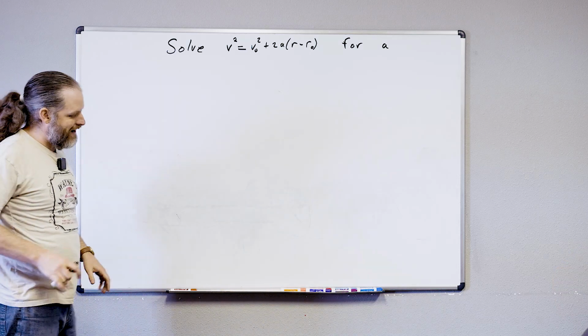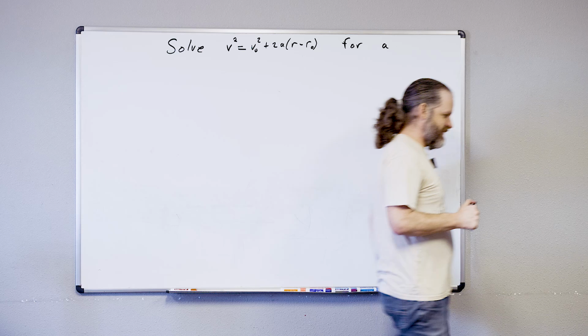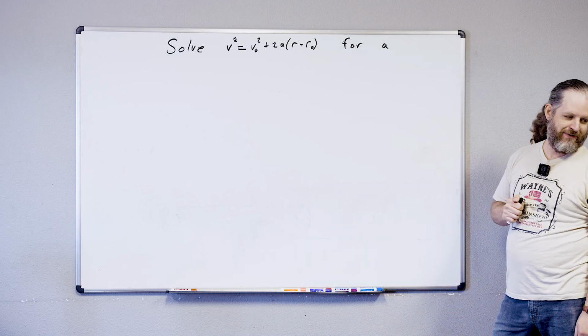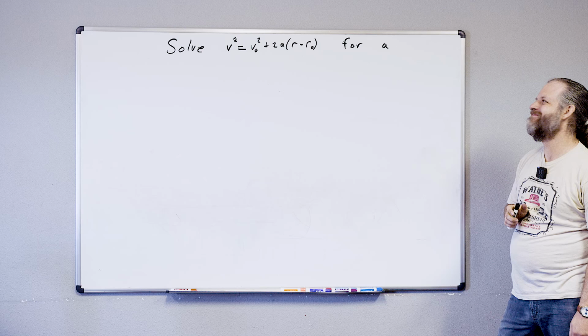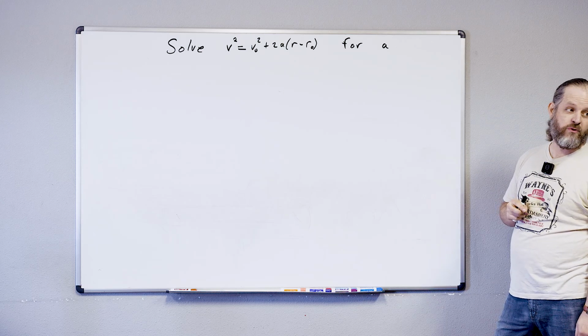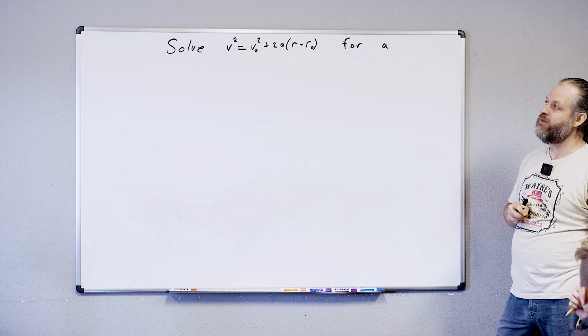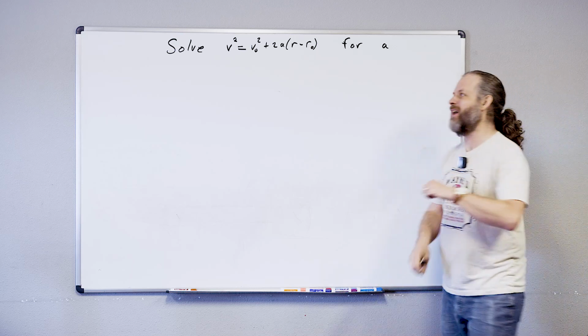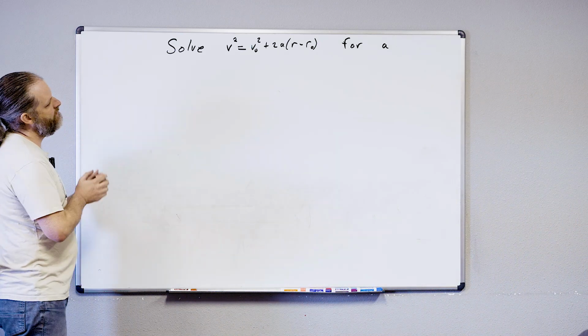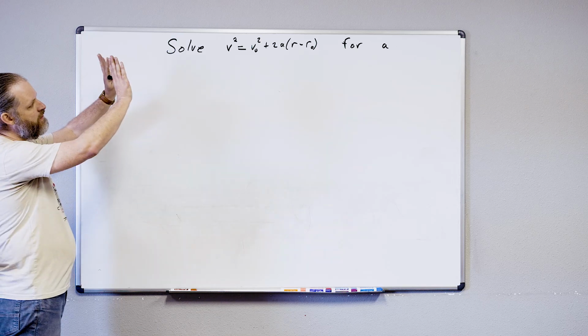This is a velocity equation from physics. No, not chemistry, physics. Actually, there's a really good one from chemistry that we could use in a second. PV equals nRT would be perfect for this, and it would also be easy. Okay, we'll solve this for A.